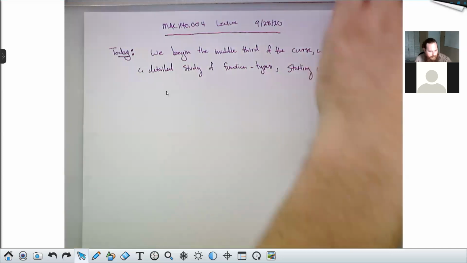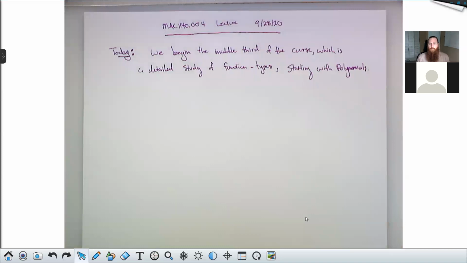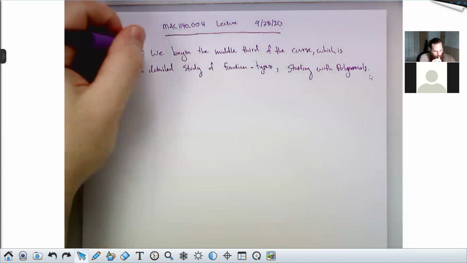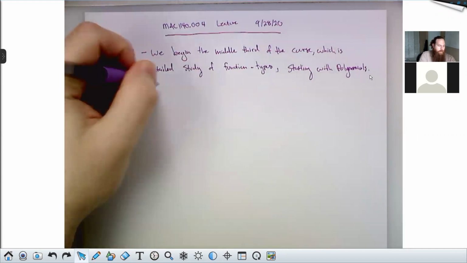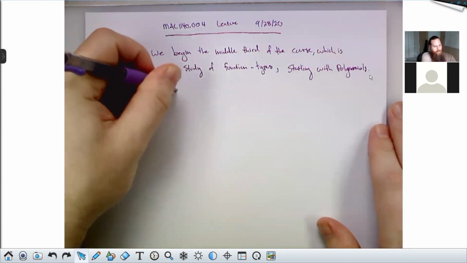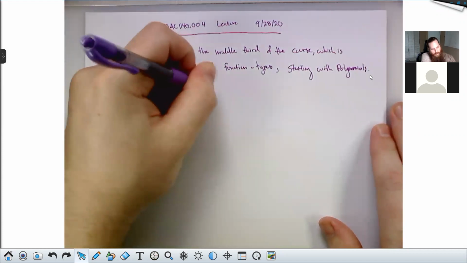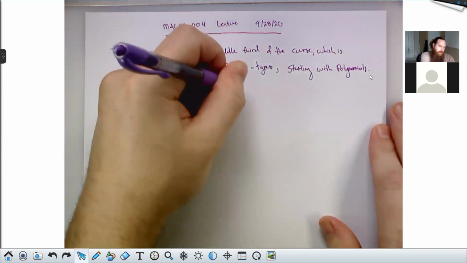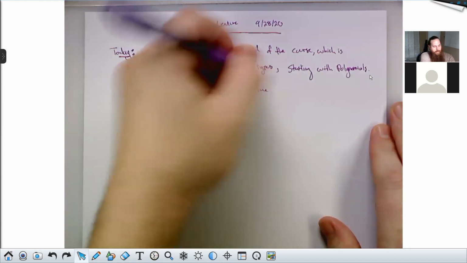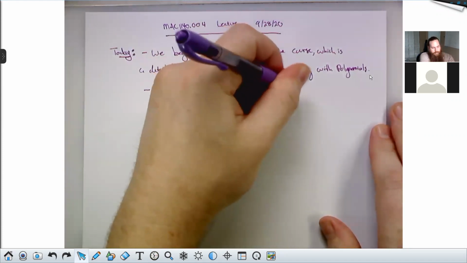So today, my goal is to do a handful of things. I want to prove for you the quadratic formula. Function types. So the middle third of the course, which is a detailed study of function types, starting with polynomials. We're going to learn how to complete the square. And we're going to use that to prove the quadratic formula.